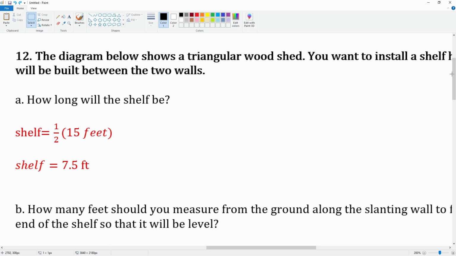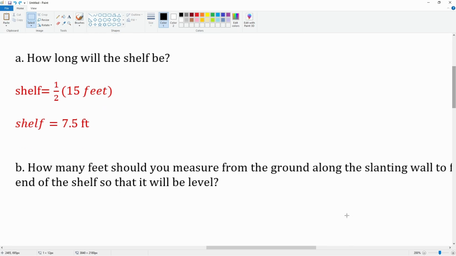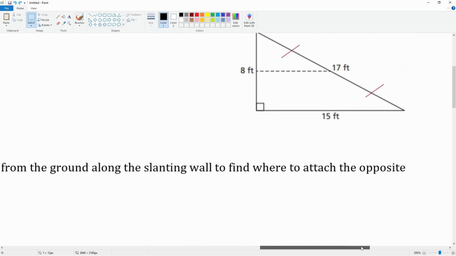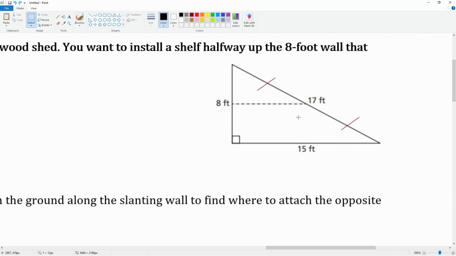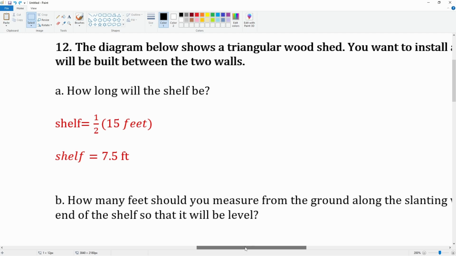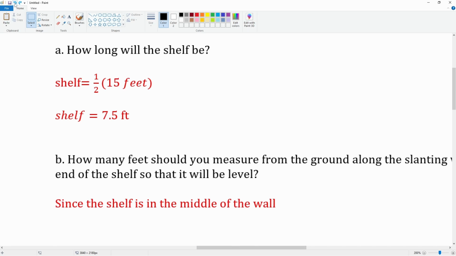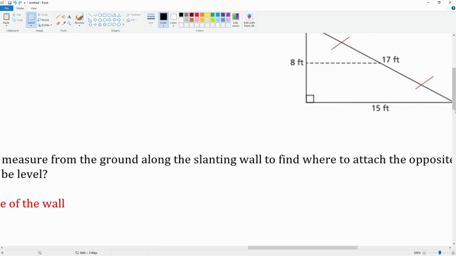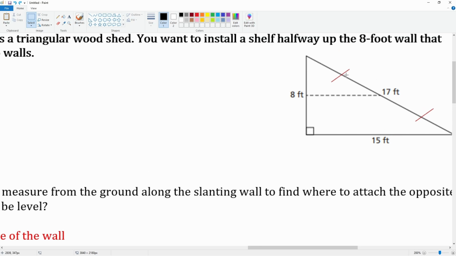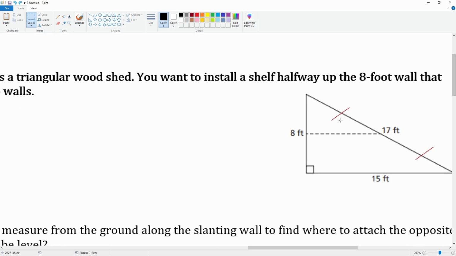Then we want to find the part from the ground to the shelf of the slanted wall. So you want to find this piece right here. It doesn't matter because we know that since this is halfway, it splits up that 17 into two parts. Since the shelf is the middle of the wall, we basically split that 17 in half, which is 8.5. So the bottom part is 8.5, which is congruent to the top half, which is 8.5. The reason why, because again, it is the mid-segment, right? Because it is halfway up the walls.